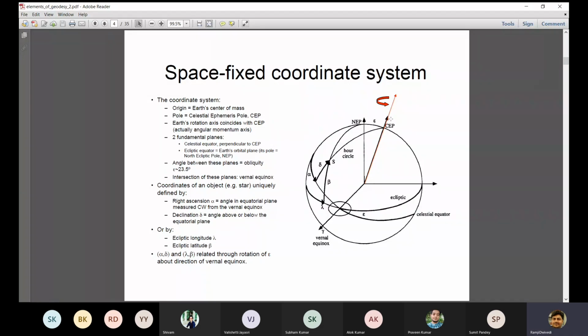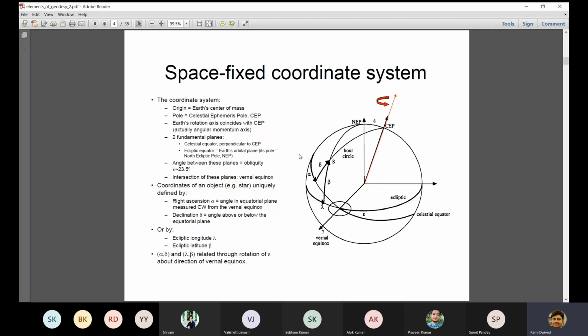When you use the celestial equator to define a point on a star, say this is the star, you move along the celestial equator, and that angle is alpha, and then perpendicular to this, you go by delta. This is called right ascension alpha, the angle in the equatorial plane, which is the celestial equator, measured counterclockwise from the vernal equinox. Delta is the declination, the angle above or below the equatorial plane.